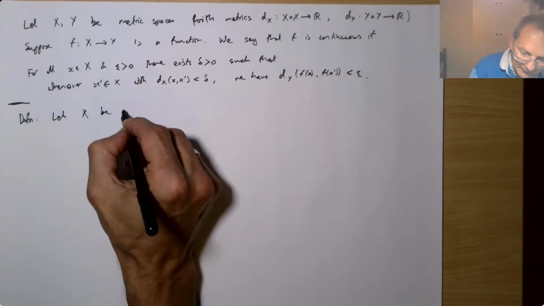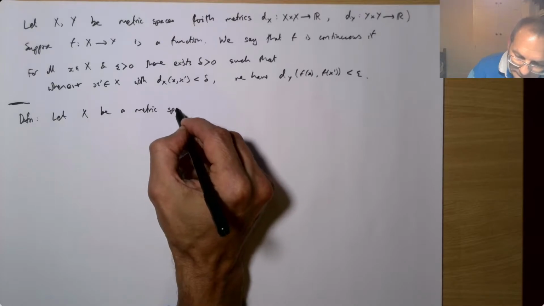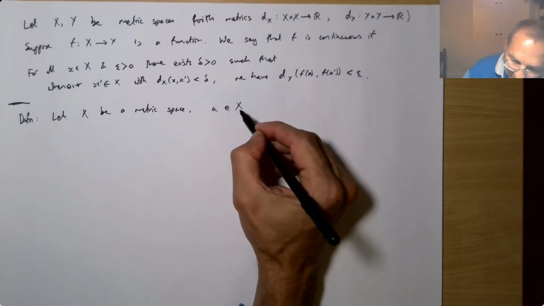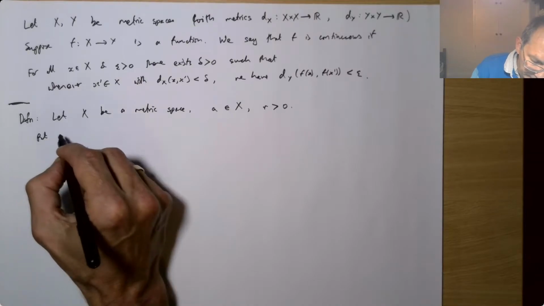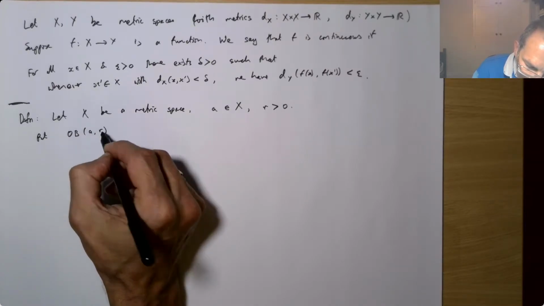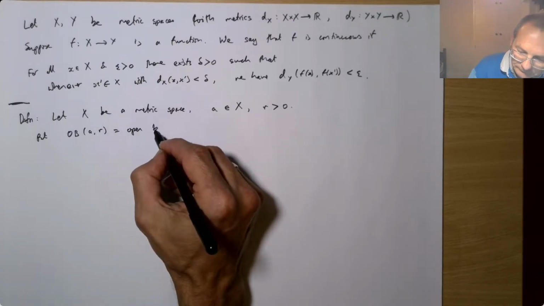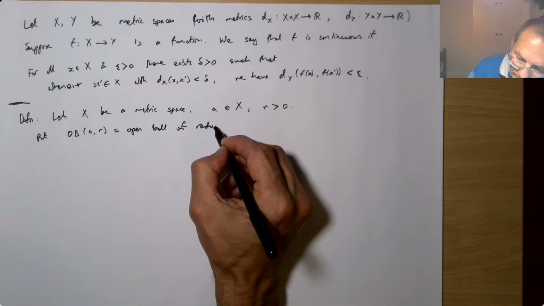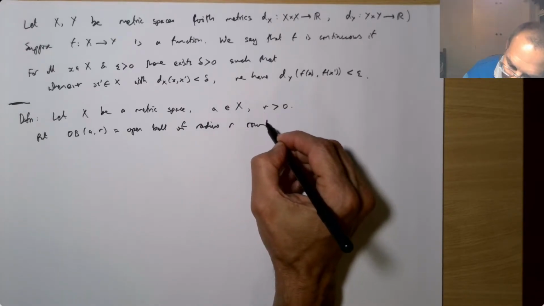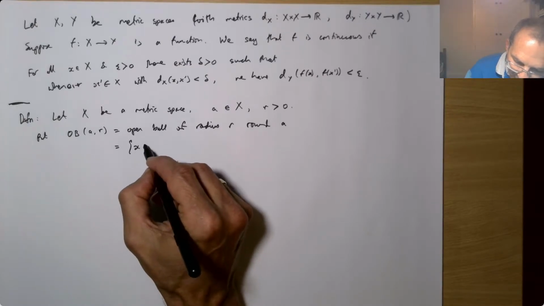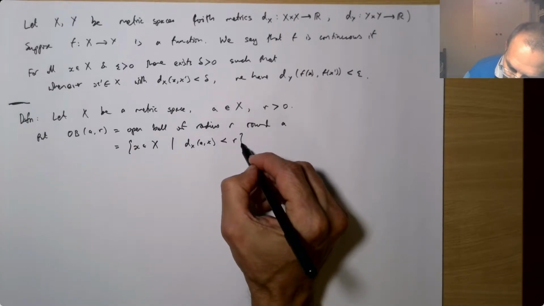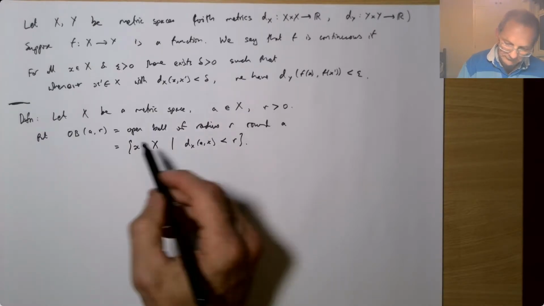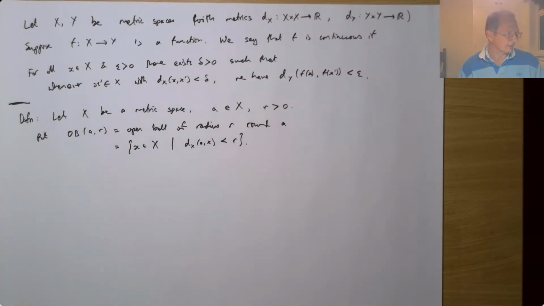Let X be a metric space. a is going to be a point in X, and r is going to be some positive real number. And I'm going to use the notation OB(a, r) for the open ball of radius r around a. This is defined to be just the set of those points x in X for which the distance between a and x is less than r. Okay, so that's the open ball. We can also consider the closed ball, where that would be less than or equal instead of less than, but this is the one we want for the minute.